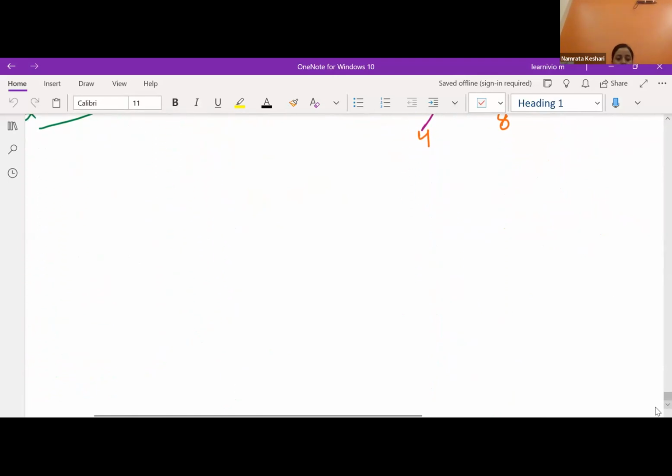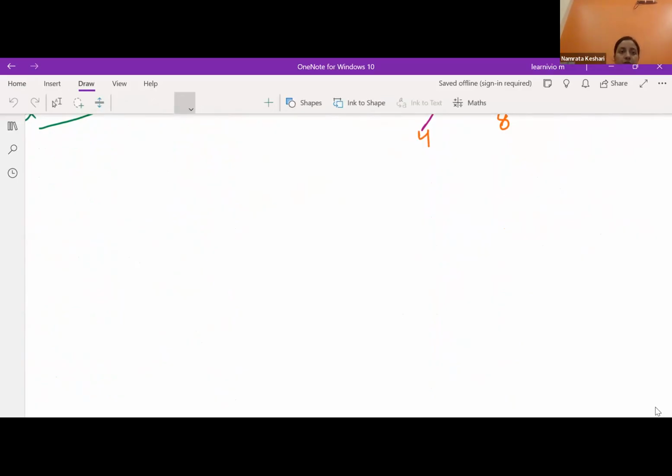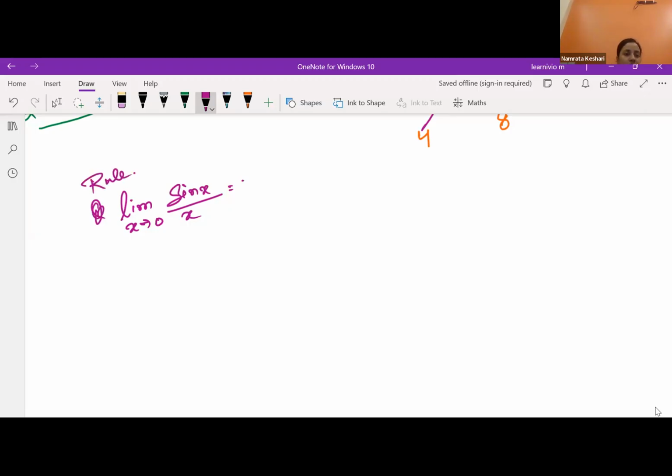Yes. Okay. So already we have discussed a few rules related to limits. Last class we were discussing, if limit x tends to 0, sin x by x, the result will be, Miraj? The result will be 2. 2 or 1? 1. It will be 1.